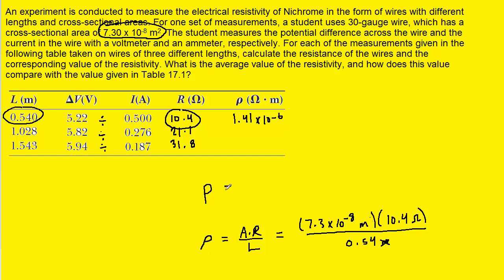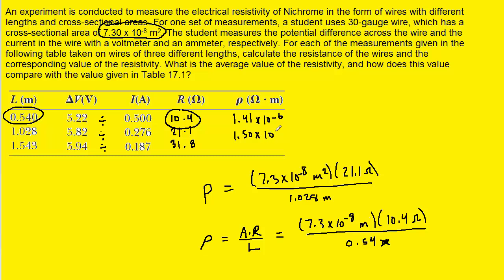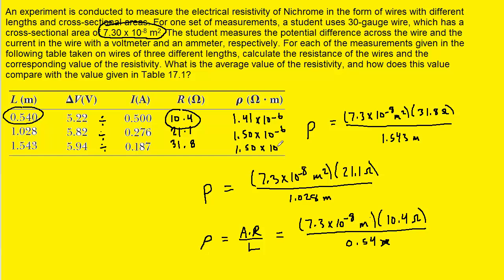So for the second one, we would take the same cross-sectional area. We'll multiply it by the resistance, which was 21.1, and then divide it by the length for that part of the experiment, which was 1.028. And when you work that out, you're going to get about 1.5 times 10 to the minus 6. And then we'll do the last setup for the third row of the experiment. And you once again get 1.50 times 10 to the minus 6 ohm meters.